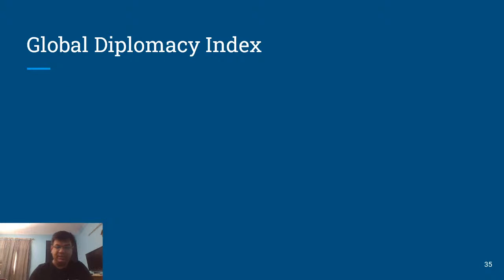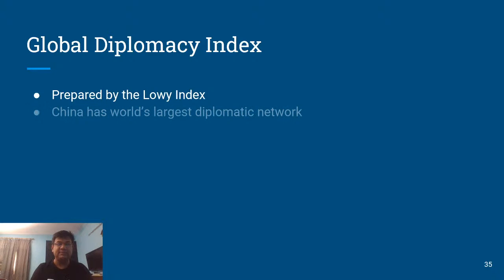Okay, so next one is about the Global Diplomacy Index. It's basically about how big a network of diplomacy a certain country has, and here macro factors will matter a lot. Unlike a lot of the indexes so far, where micro factors would have been more crucial, in this one, macro factors pretty much rule the roost. This is prepared by an expert firm on diplomacy, the Lowy Institute.